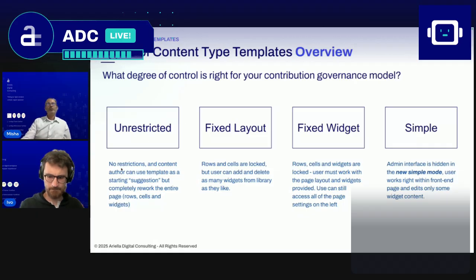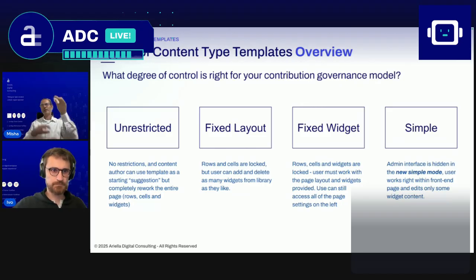So unrestricted, this type of template allows you to do pretty much everything, right? For the user, they can change every single thing in the page. Fixed layout means they can add widgets, right? But say if you have two columns on the page, they cannot add a third column. They can add rows, but they can't really add new columns. They can't play around with that. They can add more widgets, but they can't really change the actual layout of the page.